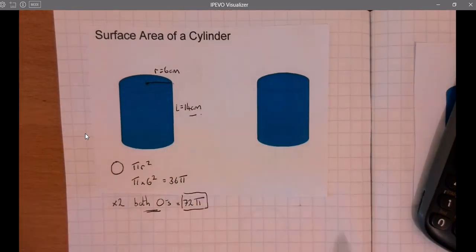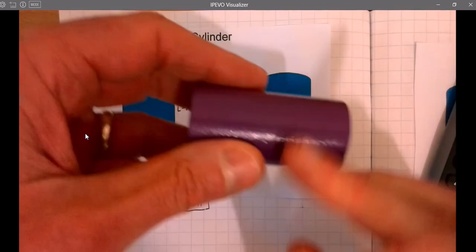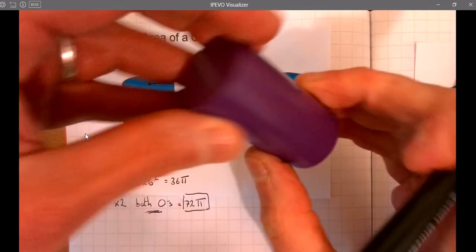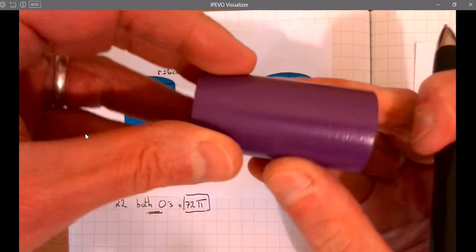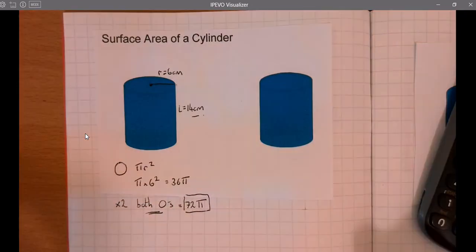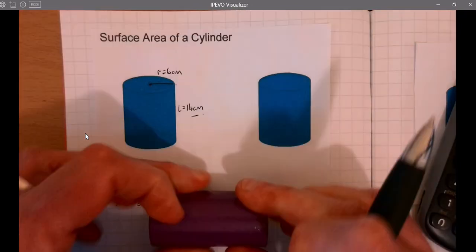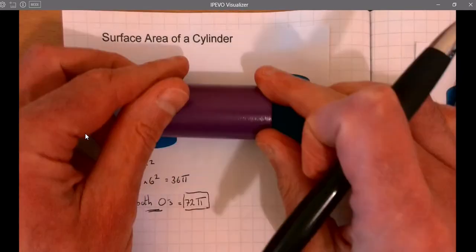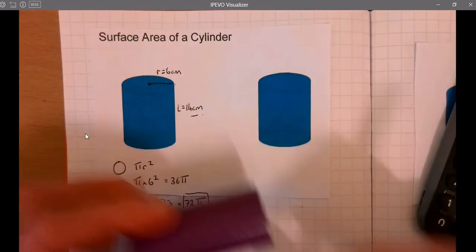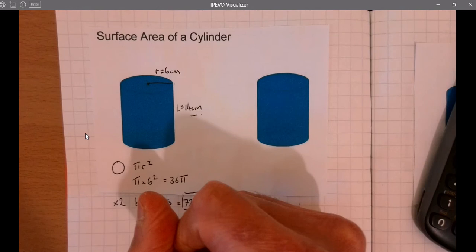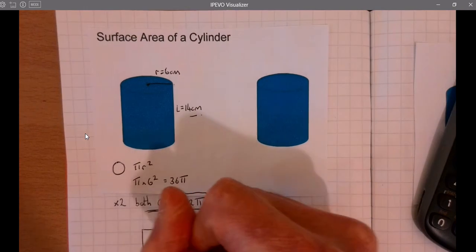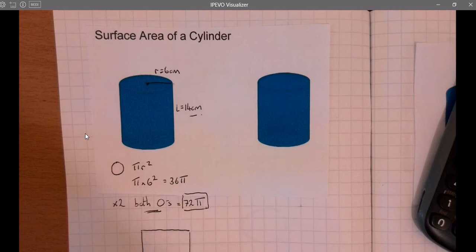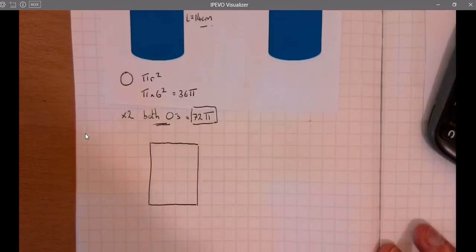Right, now we've got the curved part. Remember, we've got the curved part. So we've worked out the area of the two circles. Now we need to do the curved part. So the curved part, remember, when it's undone, will give you a rectangle, okay? And we're going to undo that. So let's quickly, if you just draw yourself a rectangle, just a quick sketch, it will make it a little bit easier for us to do.